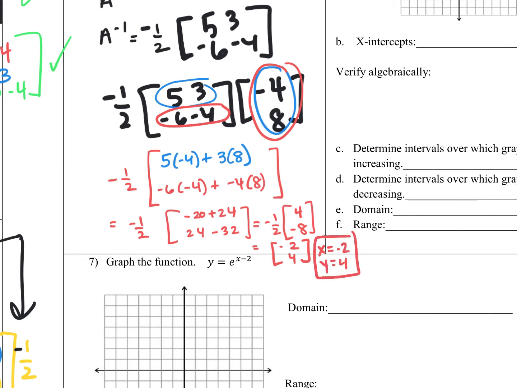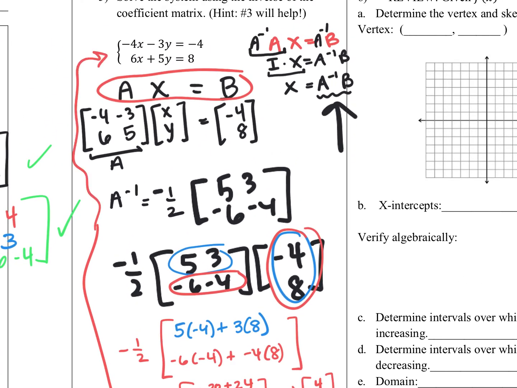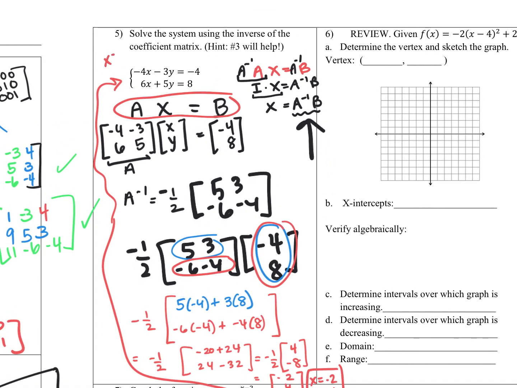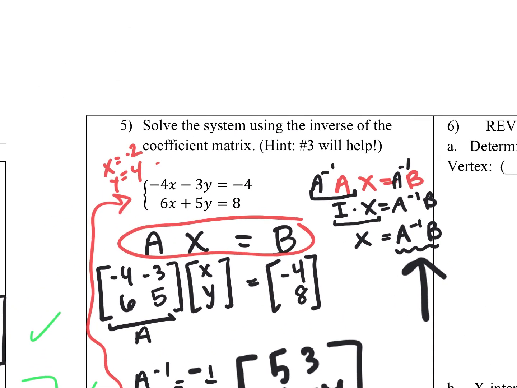And so if I were you, I'd want to go back and plug this into the very original system and make sure it works. So again, X equals negative 2 and Y equals positive 4. So I'll just check the first one. Negative 4 times negative 2 minus 3 times 4 is supposed to equal negative 4. So this will be 8 minus 12, which does equal negative 4. And then check it in that second one just to make sure.